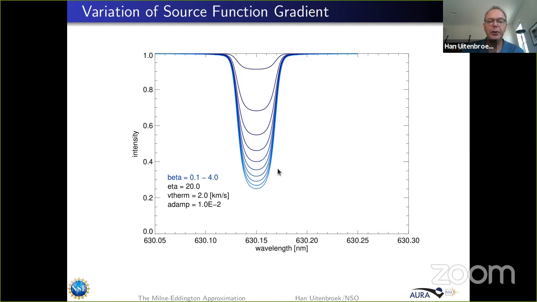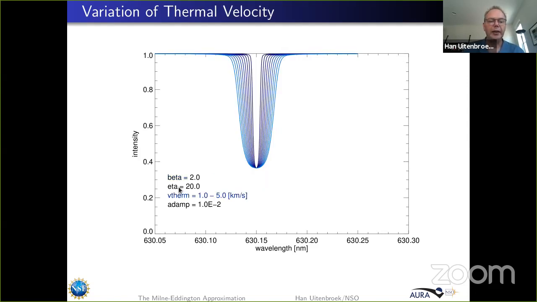from 0.1 to 4. And you see that when the gradient is stronger, the line core senses a bigger difference in temperature, as is clear between the differences in intensity in the line core and the continuum. And here I varied the thermal velocity from 1 to 5 kilometers per second. And you clearly can see that the line varies accordingly.